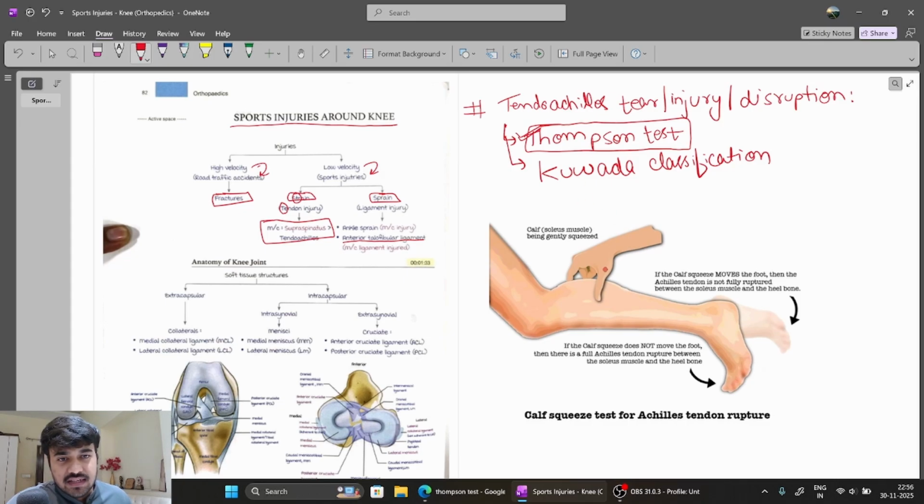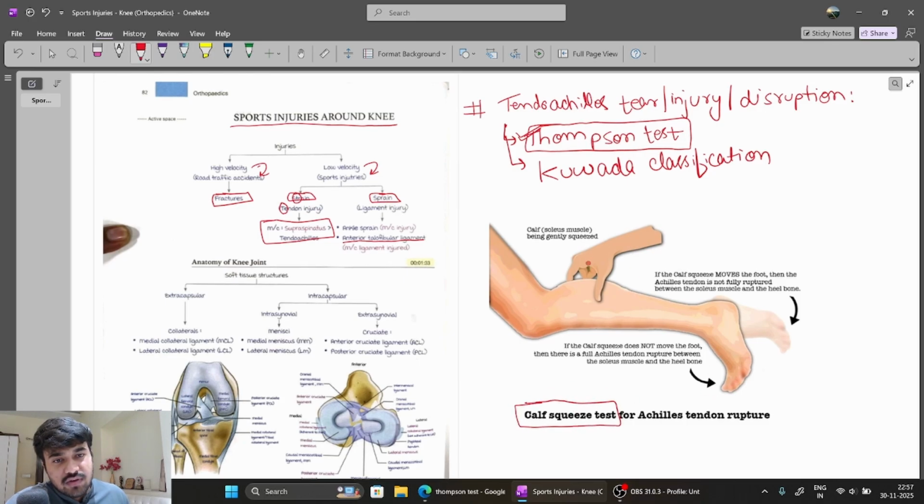So what we do is, the calf is comprised of the bulk of the soleus muscle, right? The soleus muscle comprises the bulk of the calf, right? So we squeeze it gently, and on squeezing the calf, if there is a movement of the foot towards the ground, right? If the calf squeeze moves the foot, then the Achilles tendon is not fully ruptured, right? But if the calf squeeze does not move the foot, then there is a full Achilles tendon rupture between the soleus muscle and the heel bone. So this is known as the calf squeeze test or the Thompson test for Achilles tendon rupture.